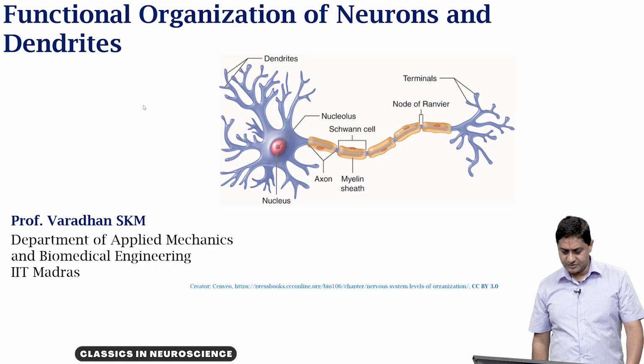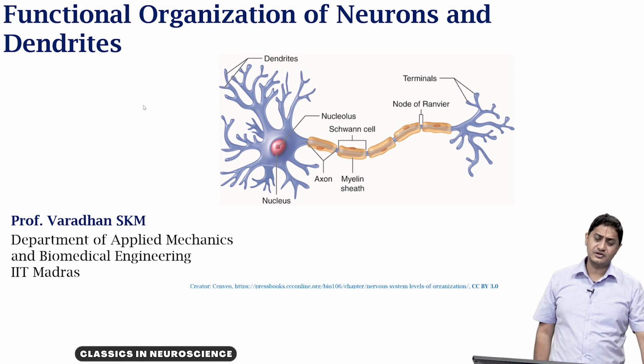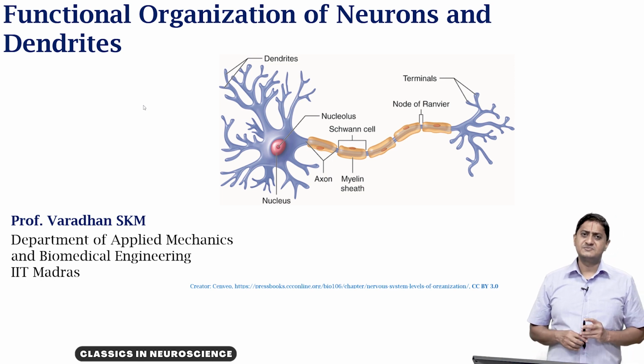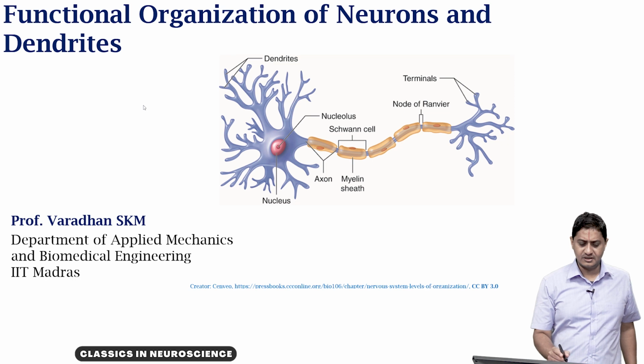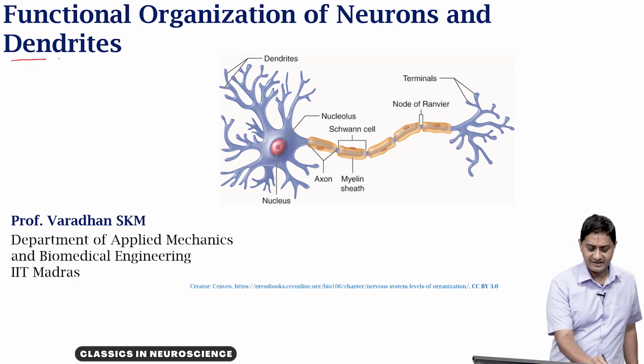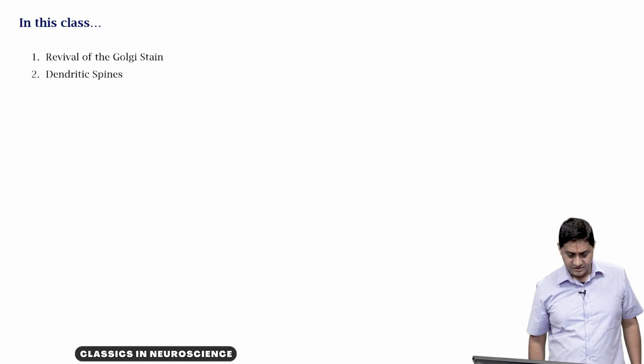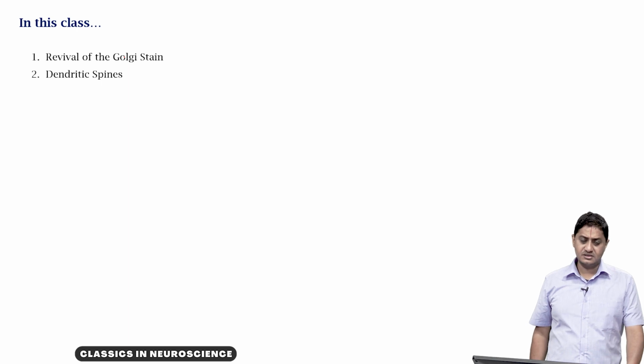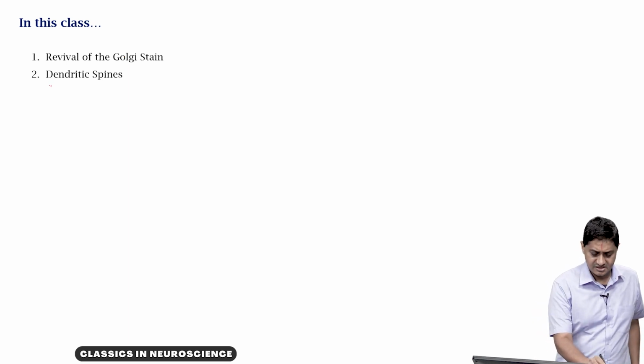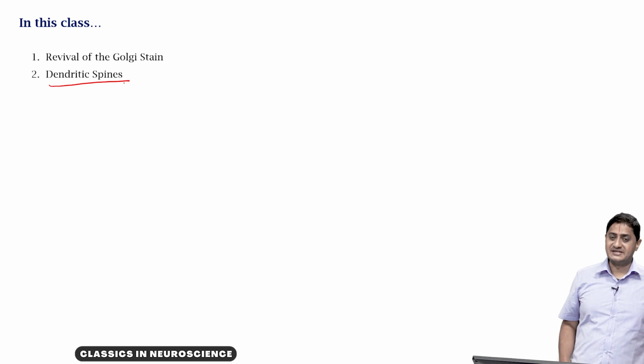In this series of videos, we have been looking at functional organization of neurons. Specifically, in the last few videos, we have been looking at the functional organization of dendrites. In this video, we will look at the revival of the use of Golgi staining to study neuronal structure, specifically dendrites, and the study of dendritic spines.